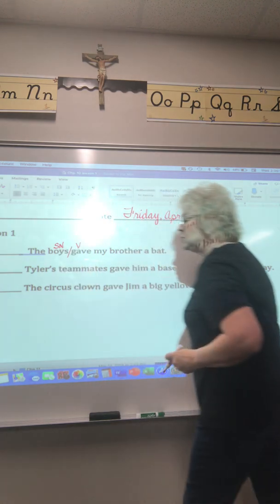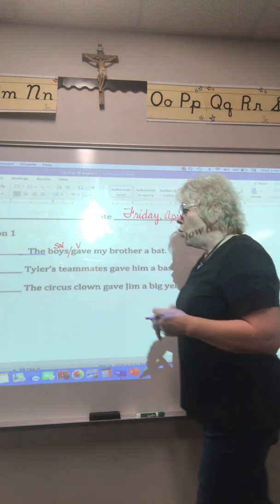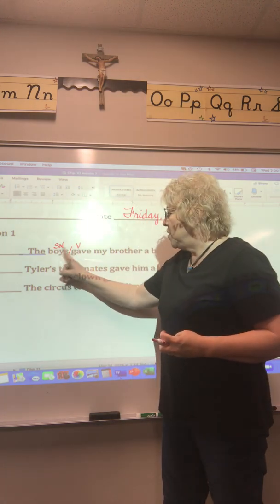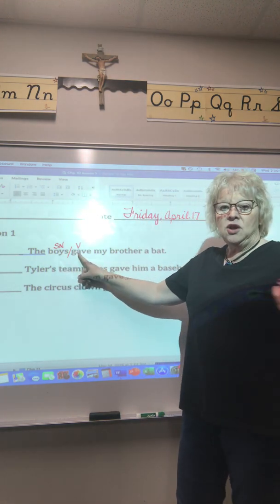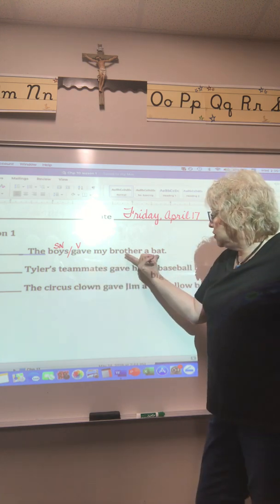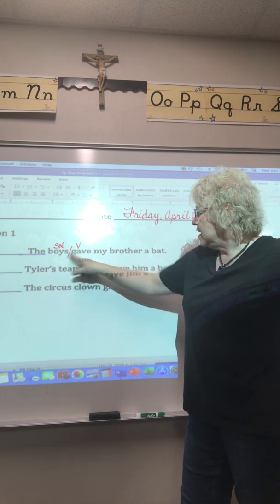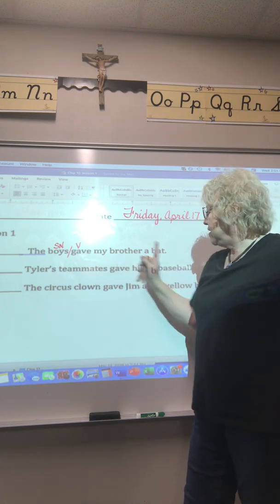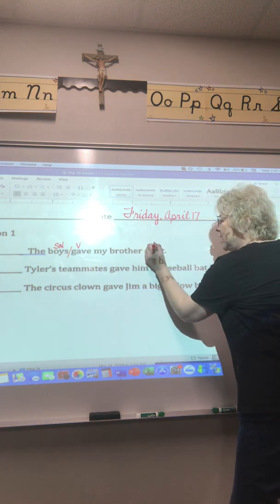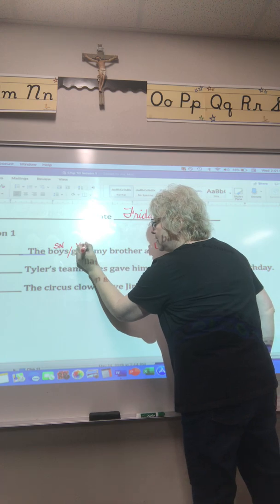So we're going to make our slash between our subject noun and our verb. Now we want to know what or whom did the boys give? The boys gave what? Well, I know that it has to be a noun or a pronoun, and my only other two nouns in the sentence are brother and bat. So what did they give? Did they give a brother or did they give a bat? They gave a bat. So that is the direct object that makes this a verb transitive.